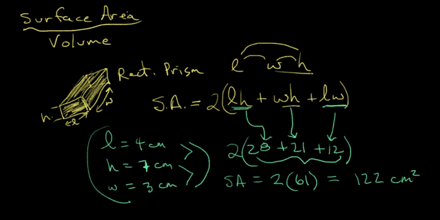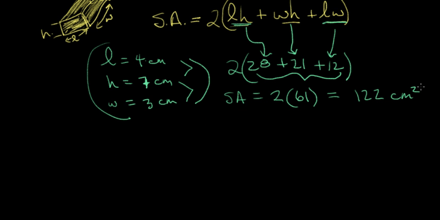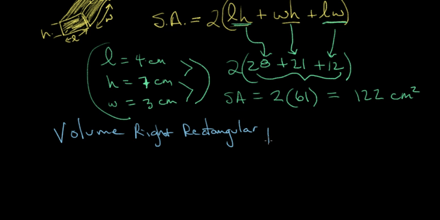So let's talk about how to find the volume of that same one. Volume of this rectangular prism is volume equals length times width times height. This is one of those things where surface area is a little more complicated than volume. Volume is pretty easy.